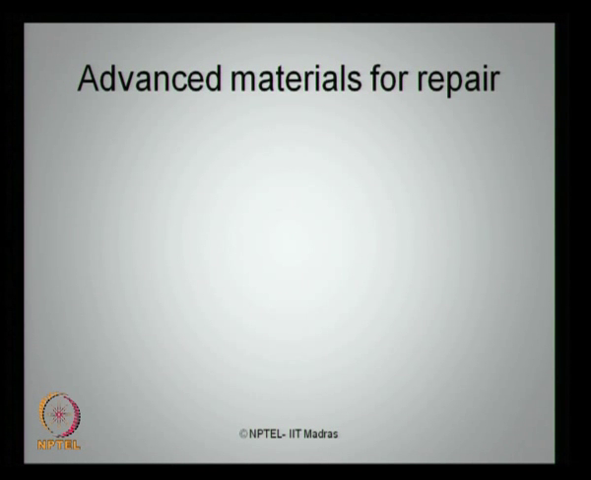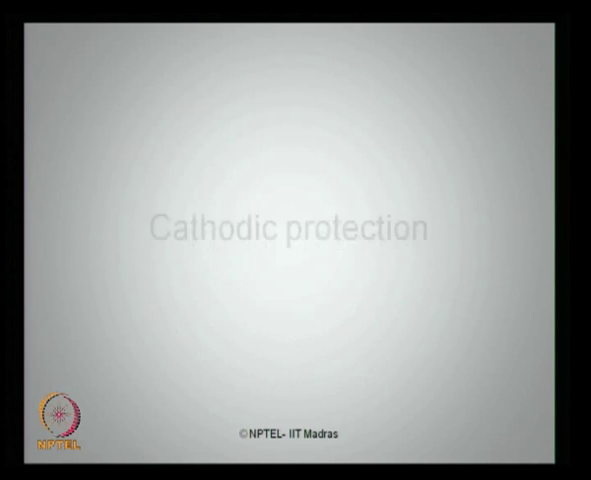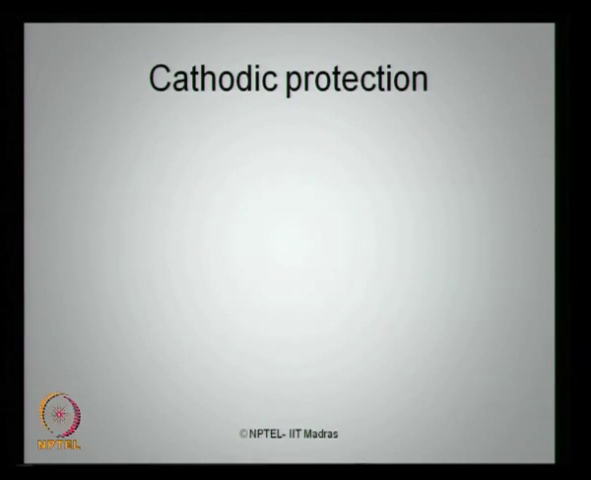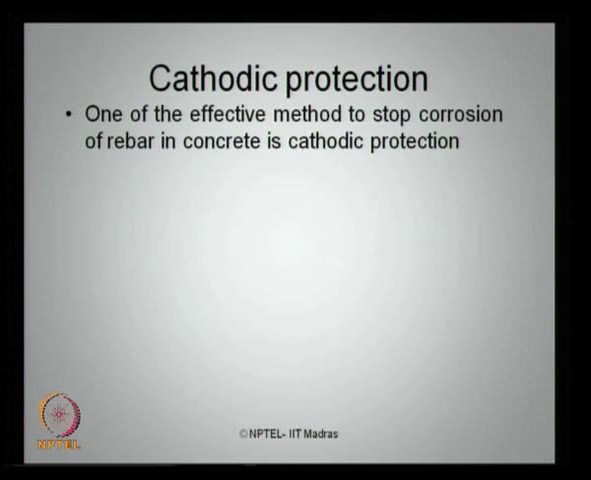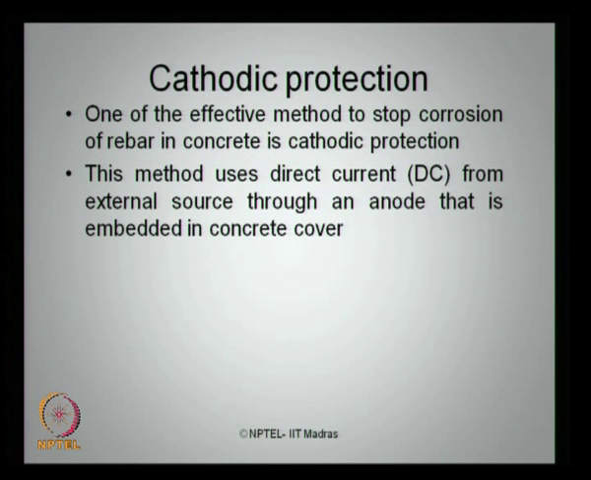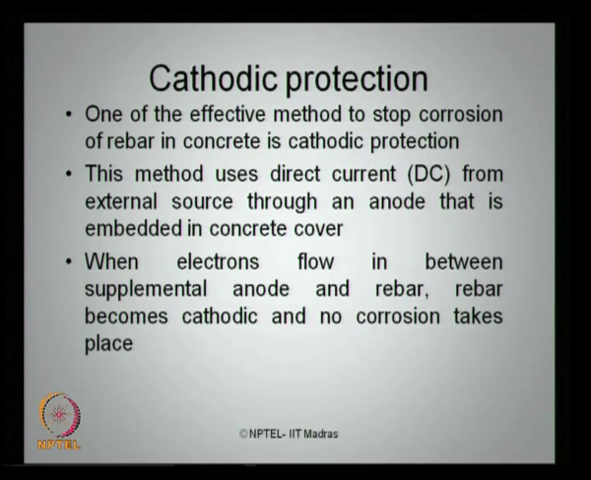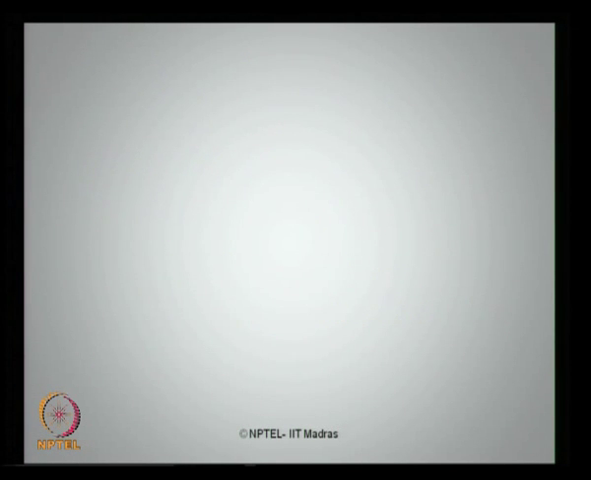If you look at the advanced materials which are used for repair, cathodic protection forms a very major role in such kind of treatments. One of the effective methods to stop corrosion of reinforced bar in concrete is cathodic protection. This method uses direct current from an external source through an anode that is embedded in concrete cover. When the electrons flow between the supplemental anode and rebar, the rebar becomes cathodic and therefore it is protected, because no corrosion takes place in the reinforcing bar.